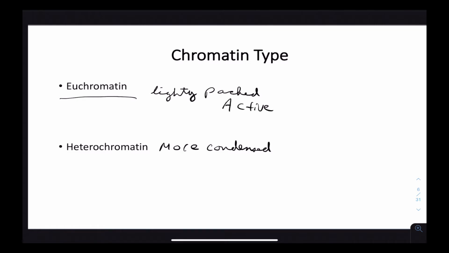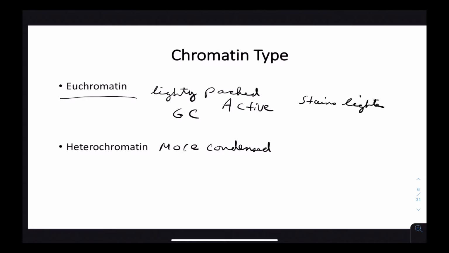It's active in gene translation, and also it's gene rich. It has a high GC content that we see in euchromatin. And also when we stain it, it ends up staining much lighter.